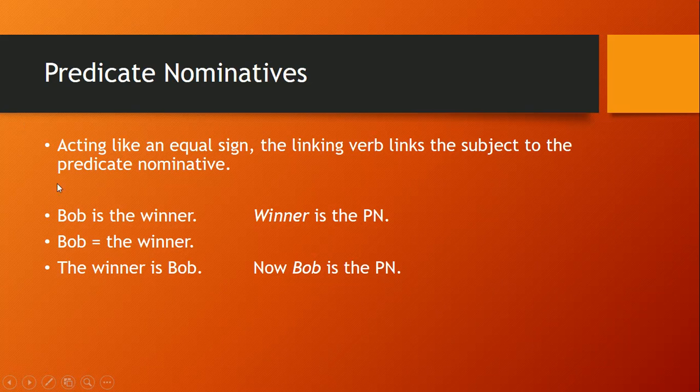But when we change it around, let me go back a little bit. Subject, linking verb, predicate nominative. We can switch them. That's what I needed to say there. We can switch those around sometimes. The winner is Bob. Same idea as Bob is the winner. The winner is Bob. But now winner is the subject. Bob is the predicate nominative. So it does matter which one comes first. And in this case, the one that comes first is the subject.